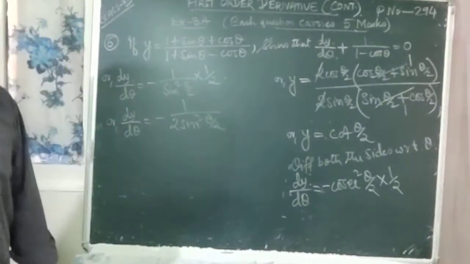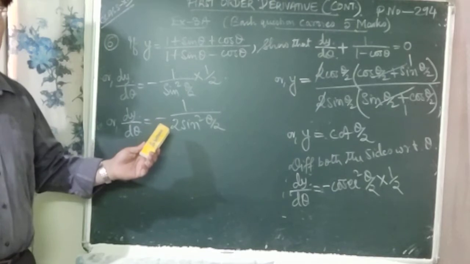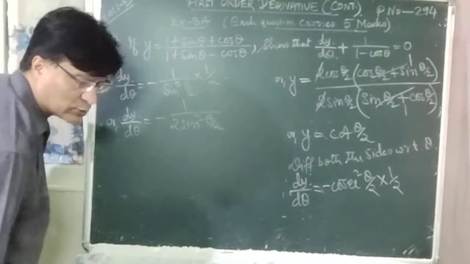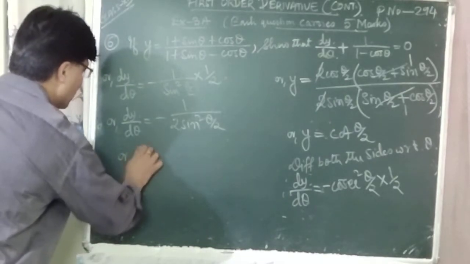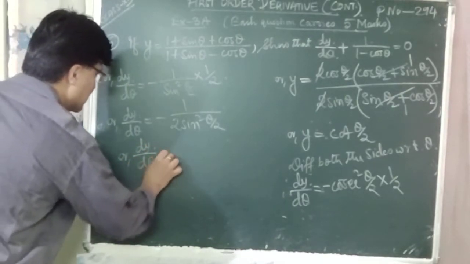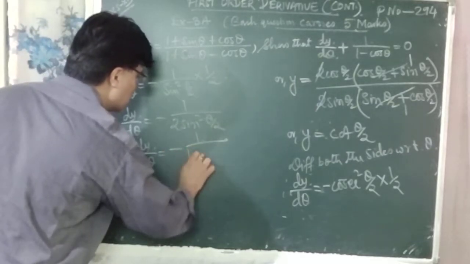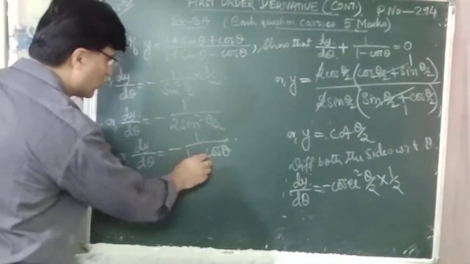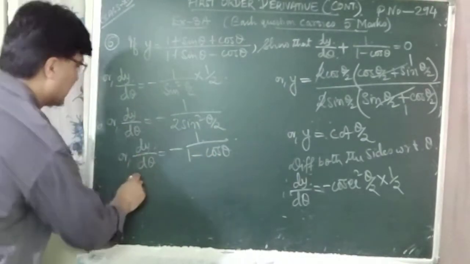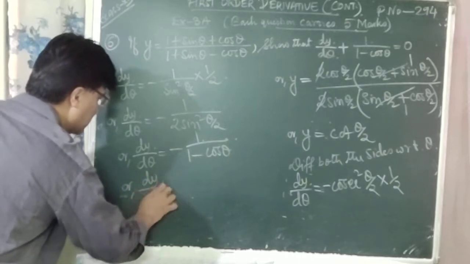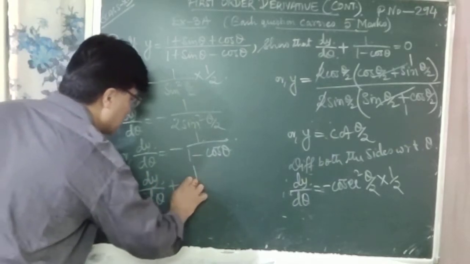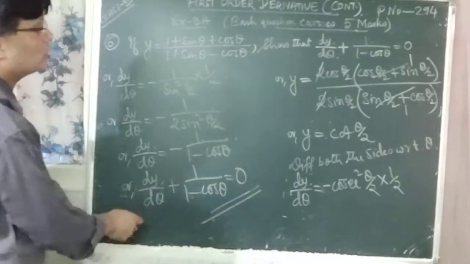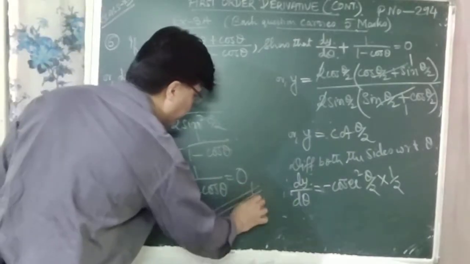So what is the formula for 2 sine square theta by 2? This is from sum of an angle. Just now we did that formula, isn't it? It is 1 minus cos theta. So dy by d theta is equal to minus 1 upon 1 minus cos theta. So 2 sine square theta by 2 is 1 minus cos theta. So take it to the left hand side, you will get the answer, isn't it? So dy by d theta plus 1 upon 1 minus cos theta is equal to 0. That is proved.